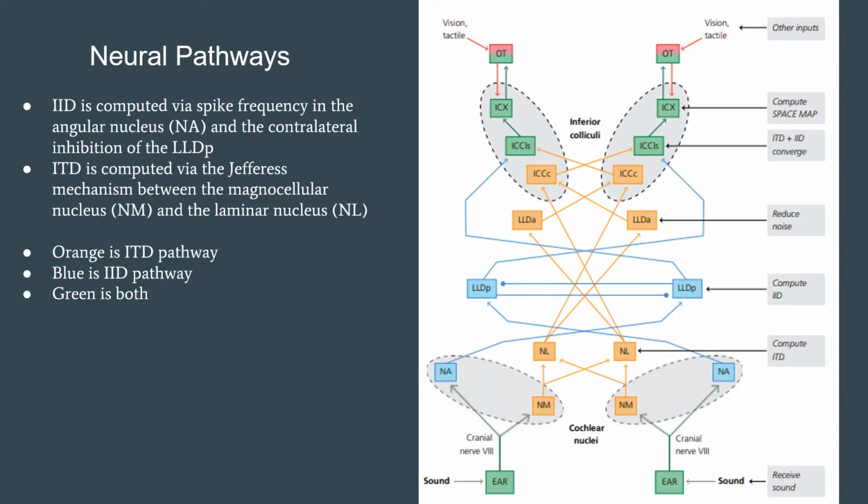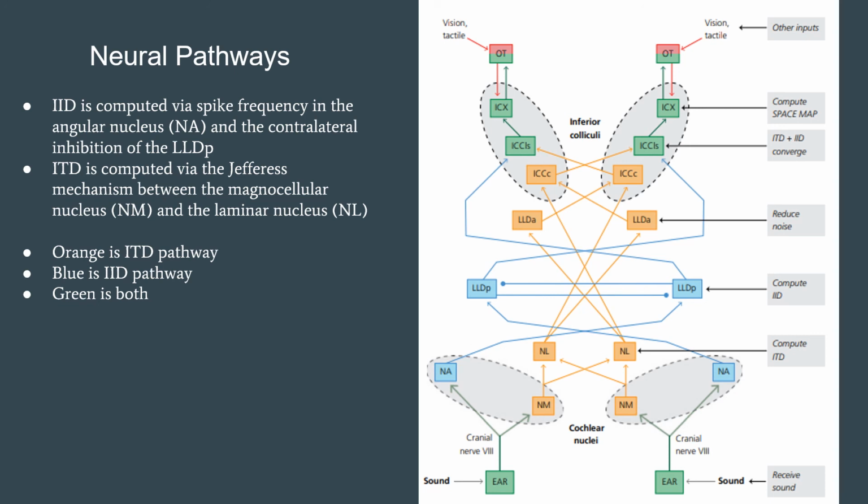Here we can see the ITD pathway in orange and the IID pathway in blue, and how they converge in the ICCIS in green. IID is computed via spike frequency in the angular nucleus, NA, which is in the cochlear nuclei, and the contralateral inhibition of LLDP.